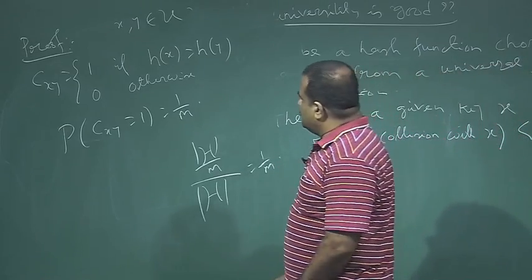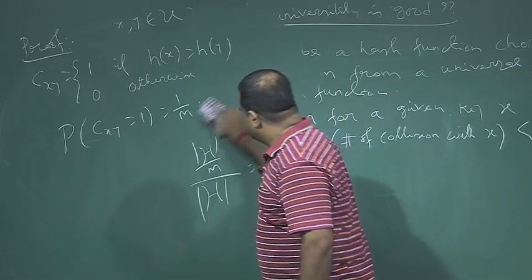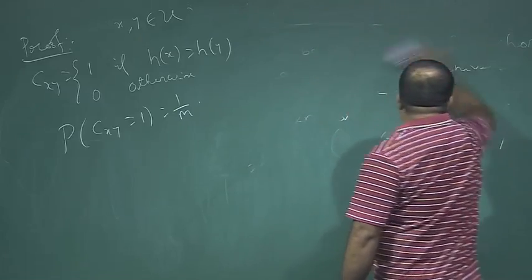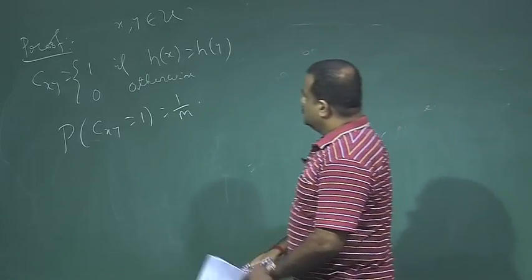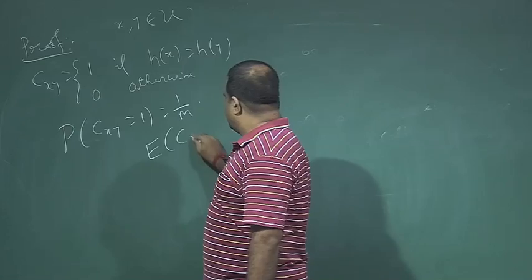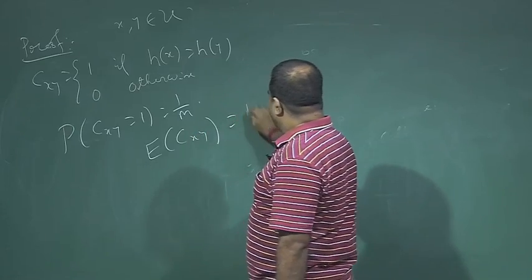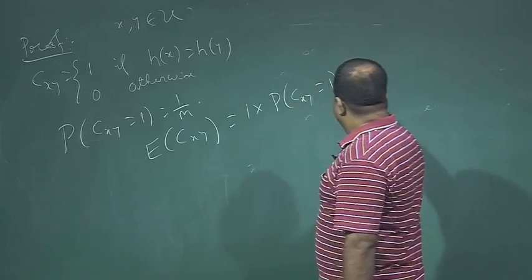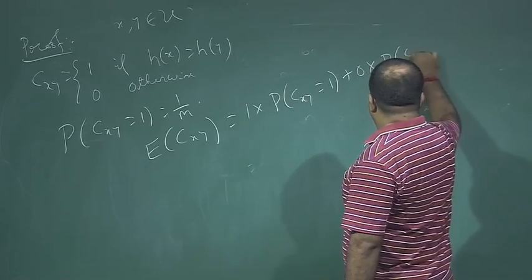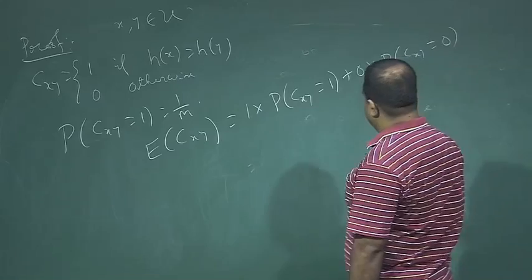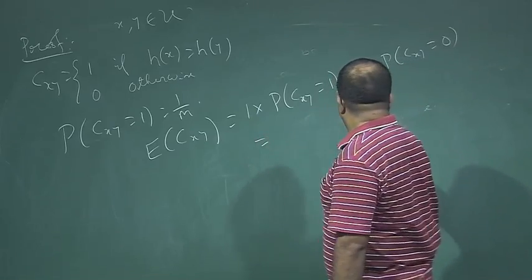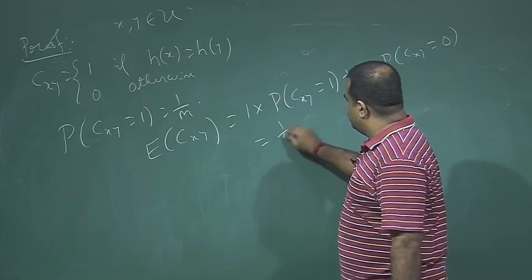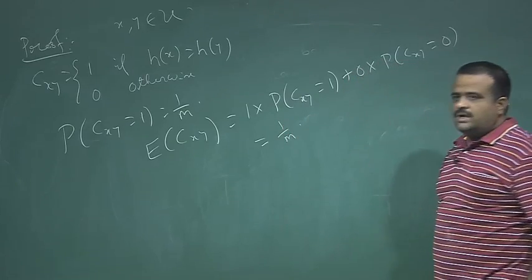So, this is 1 by m, and so what is the expectation of this random variable? The expectation is basically 1 times the probability that C x y is 1, plus 0 times the probability that C x y is equal to 0. So, this is basically 1 by m.